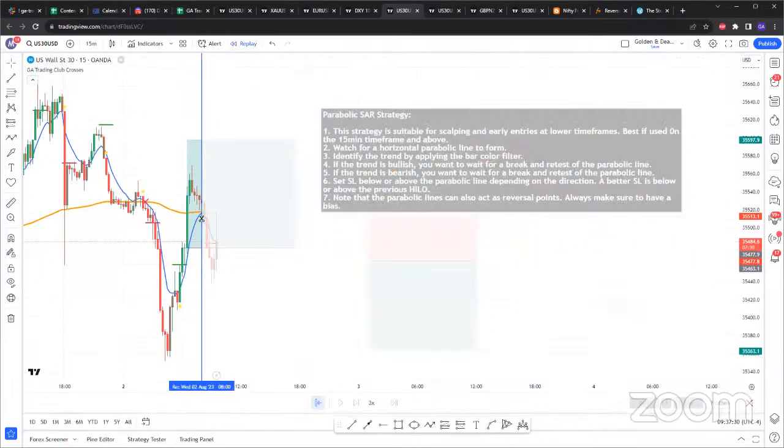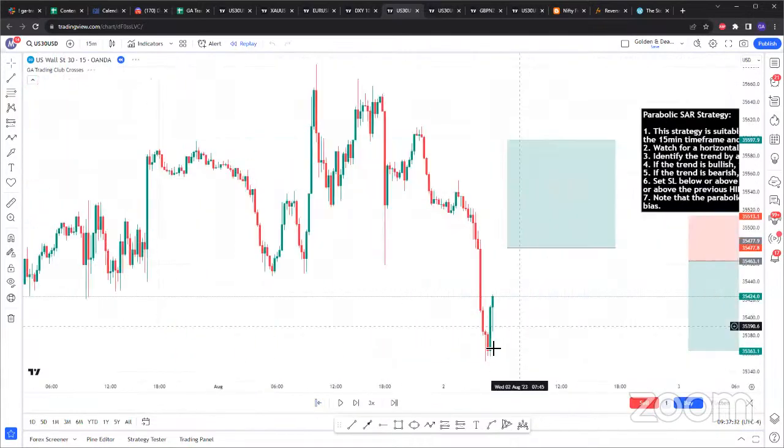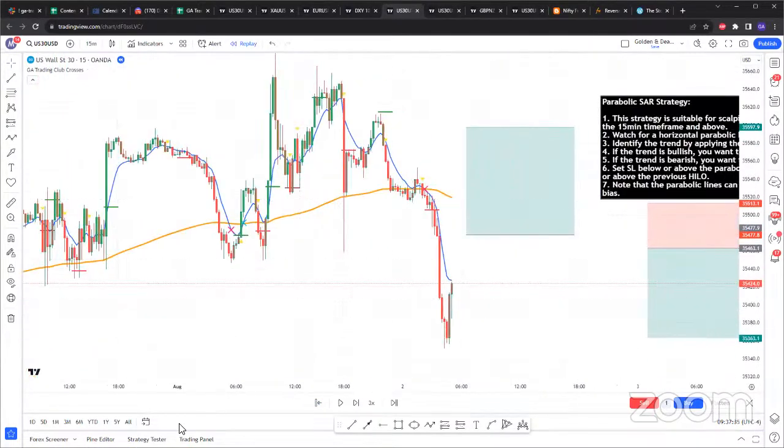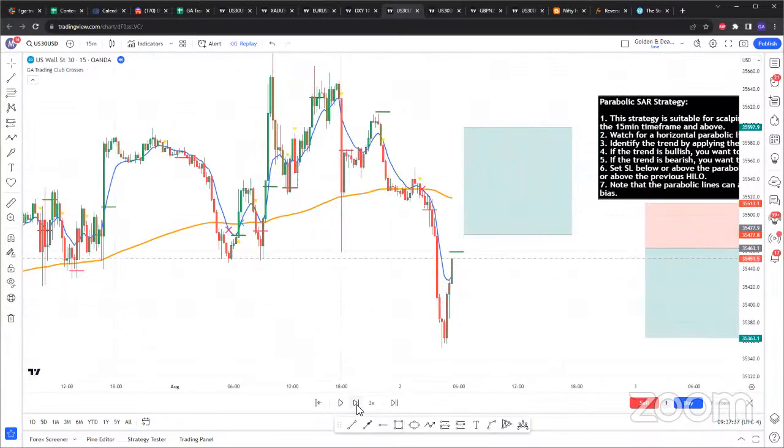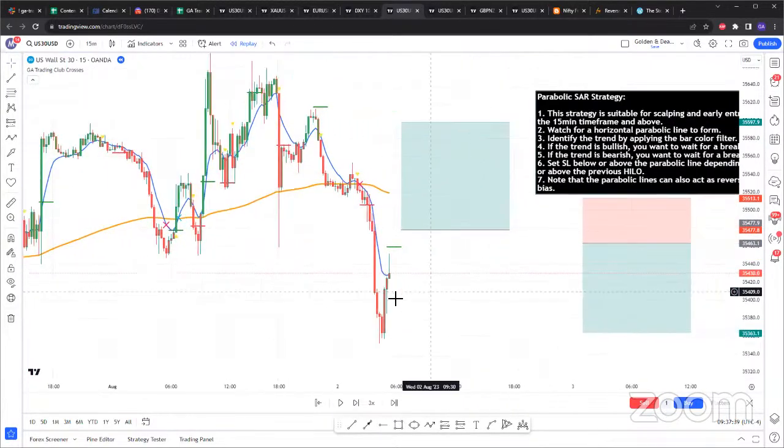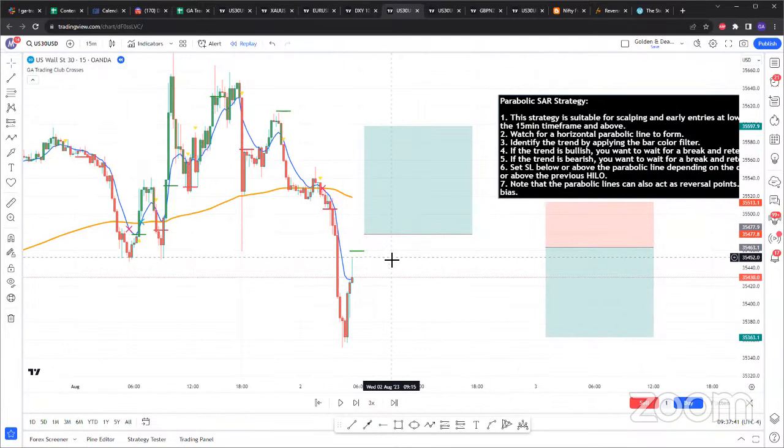Let me see if I can back test before. These lines form in real time, so it's not like they form in the future. For example, you see what happened here? This horizontal line, I keep calling them arrows, these horizontal lines, like the green one forms here.